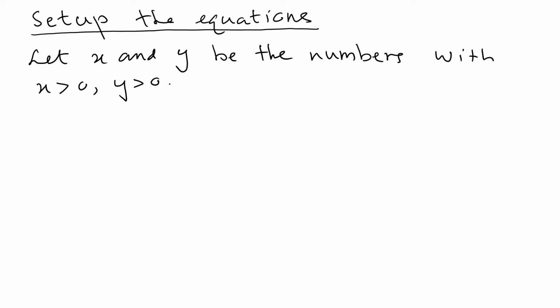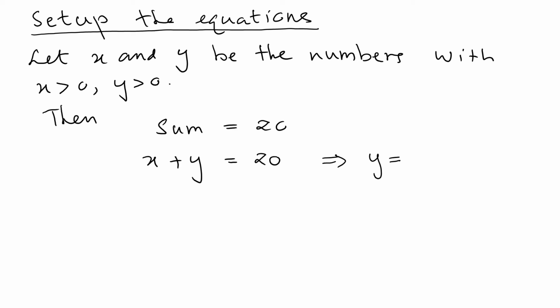So we're going to pick two positive numbers. They need not be integers, just two positive numbers. And then we know that the sum is 20. So that means x plus y equals 20. That's the first condition. And then for future use, we can actually solve for y. You will see why we want to do that. So we're going to solve for y, which is 20 minus x. We can use that later.